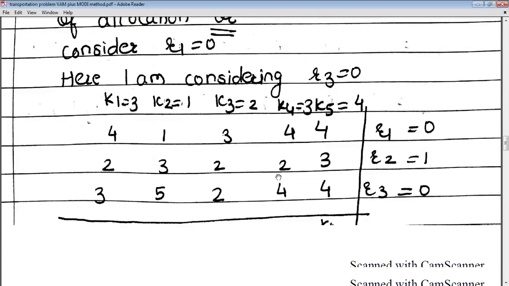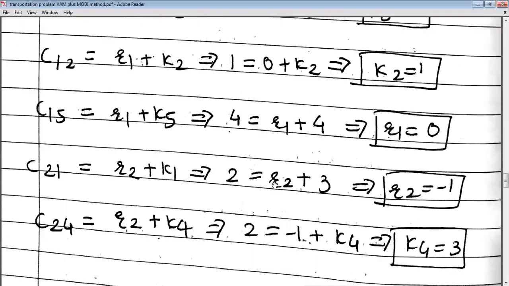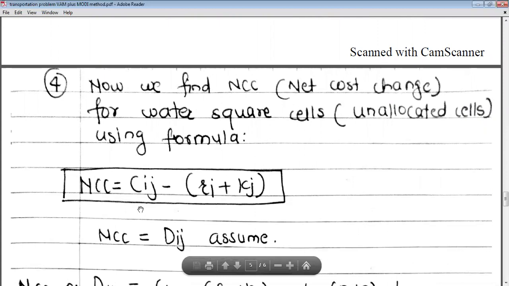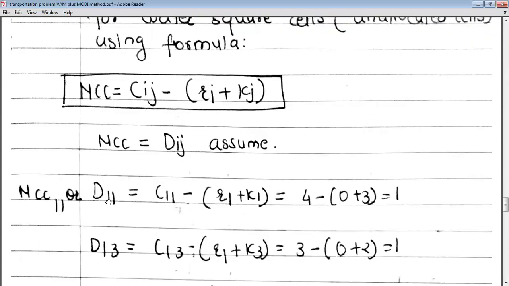So now we'll be using the formula: net cost change Dij is equal to Cij minus (Ri plus Kj). You have already found these values, and Cij will be the cost at that particular cell. I'll just explain the first one. D11 we have taken because there is no allocation at that place. So D11 is equal to C11 minus (R1 plus K1).